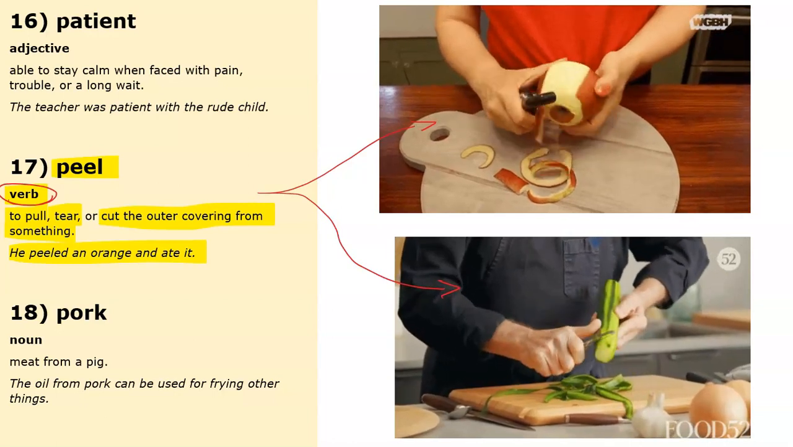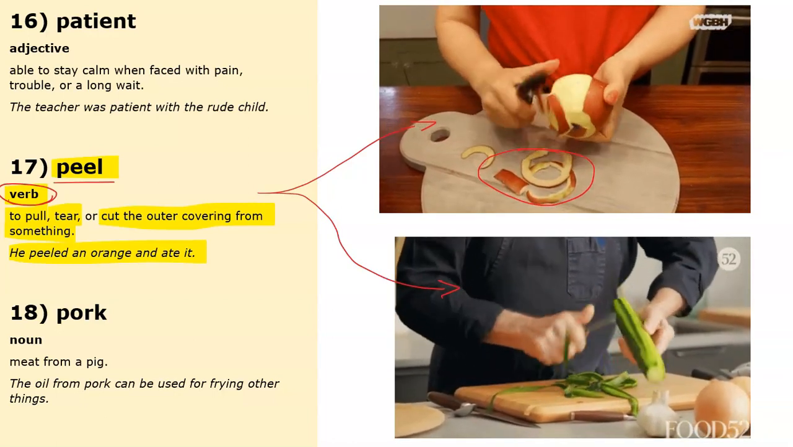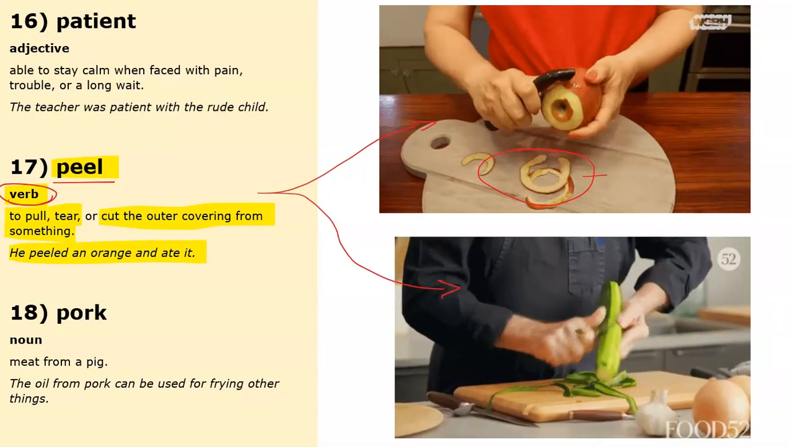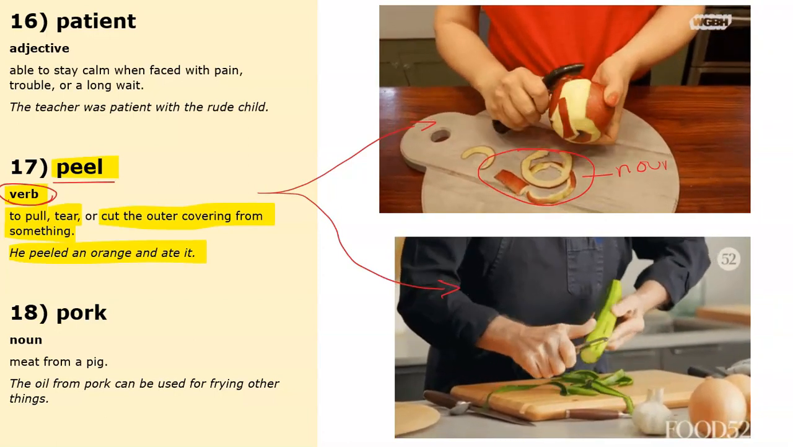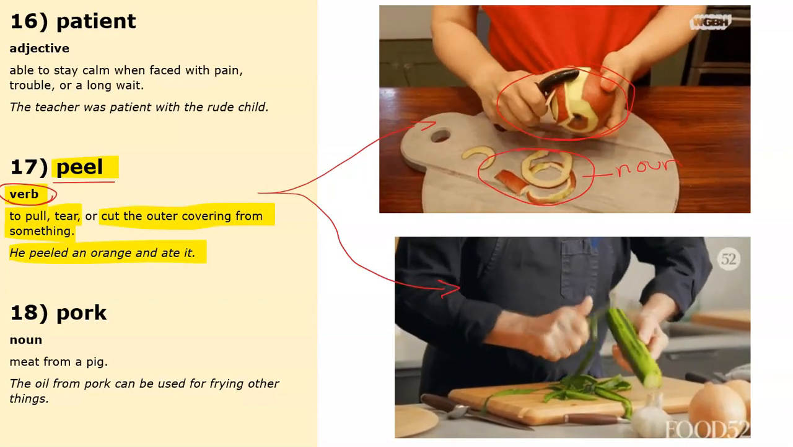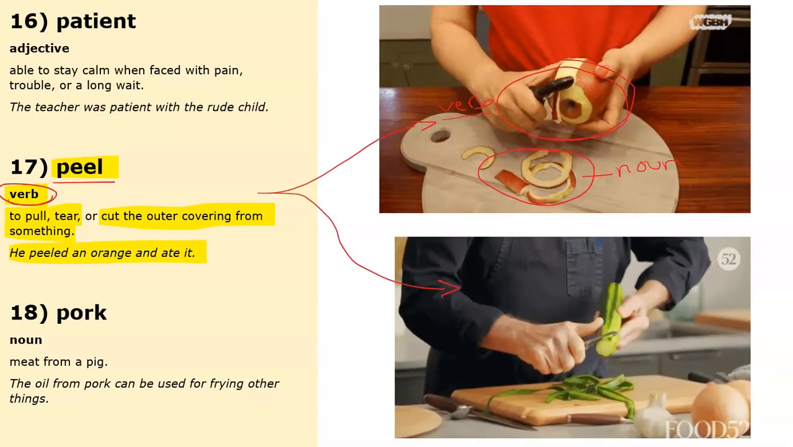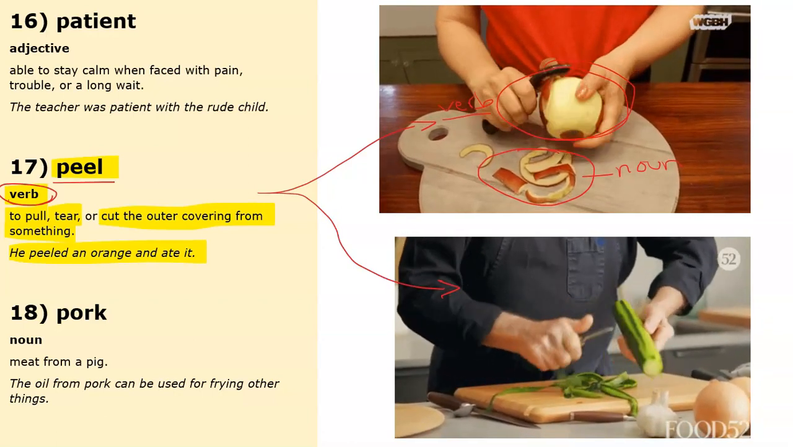But did you know this part that we cut is also called the peel? So this part here is the noun, but the action, when you are actually cutting it, that is also peel, and that is the verb. So please be careful when you're using these words in your sentences.